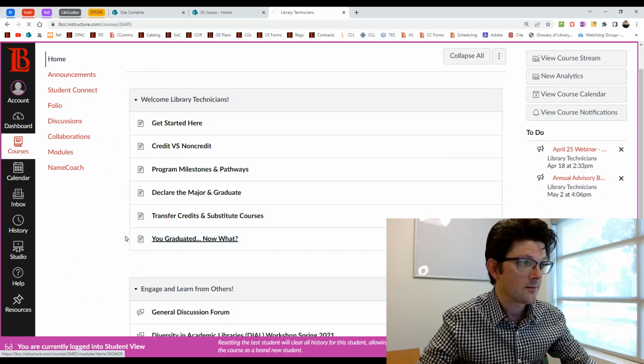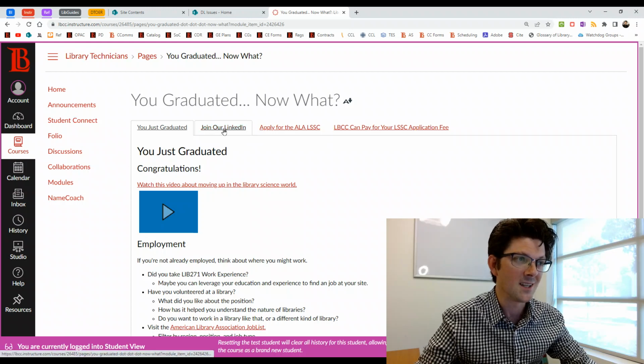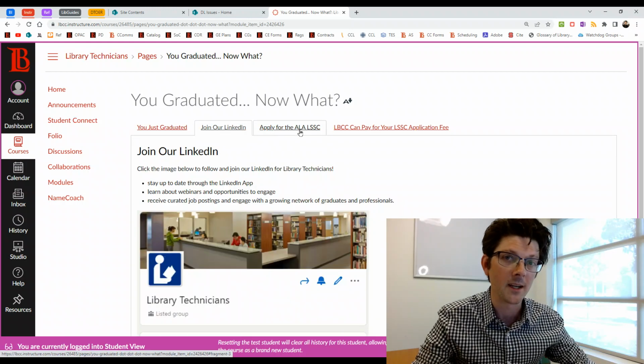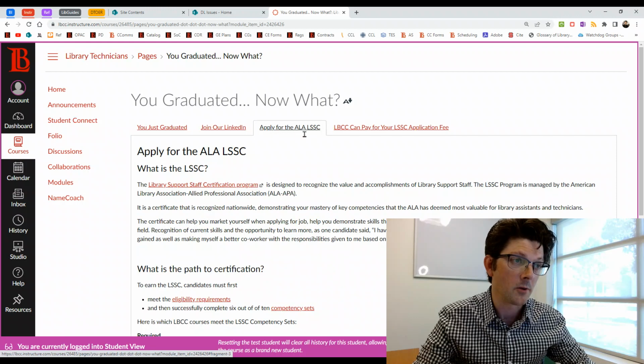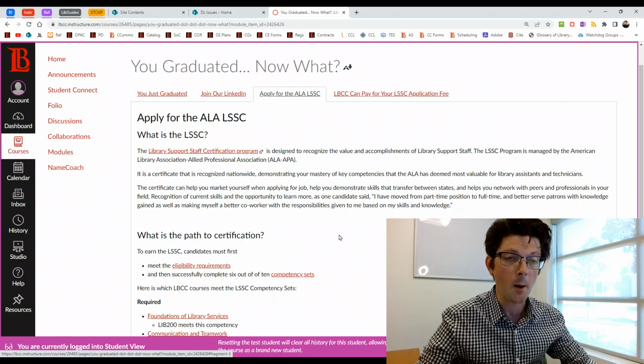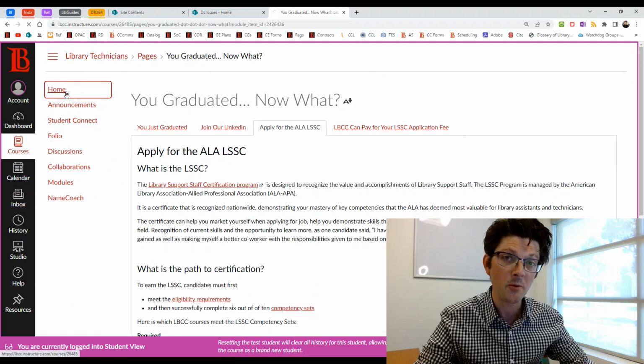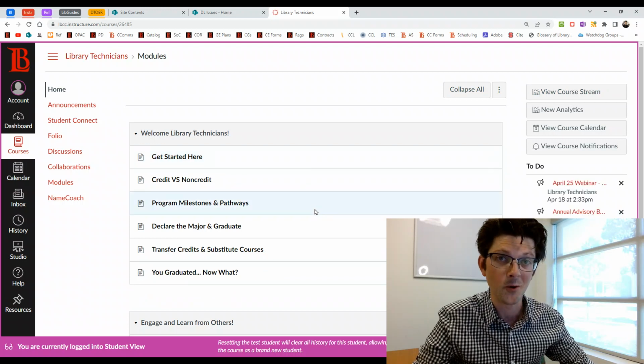So we also do have resources for you. You can even do this before you graduate. You can join our LinkedIn page. You can apply for the American Library Association's Library Support Staff Certificate. You can take a look at these pages to understand the opportunities that are there for you to add one more layer to your accomplishments on your resume after you finish this program.